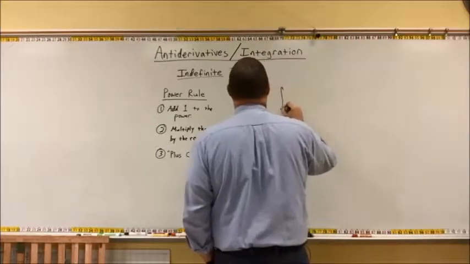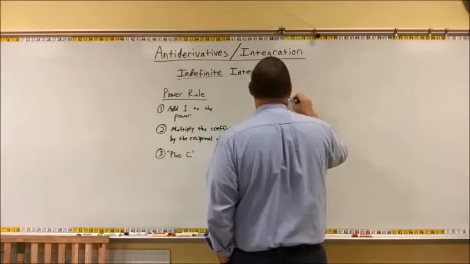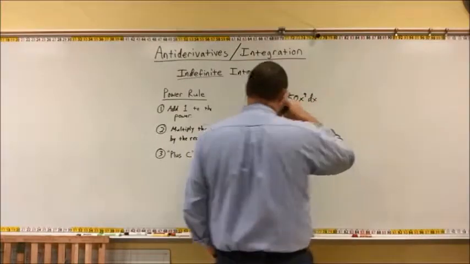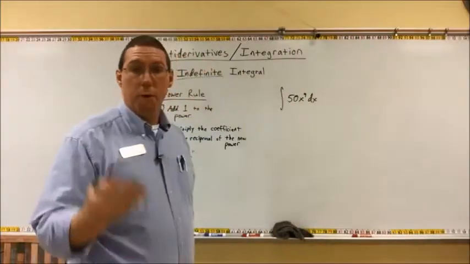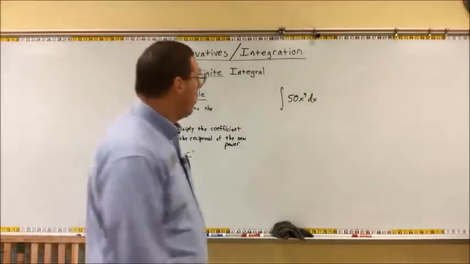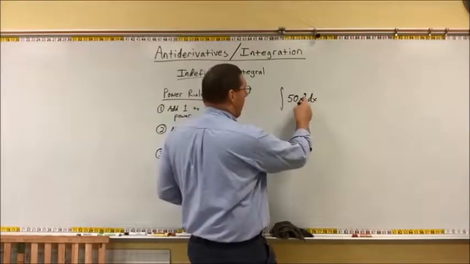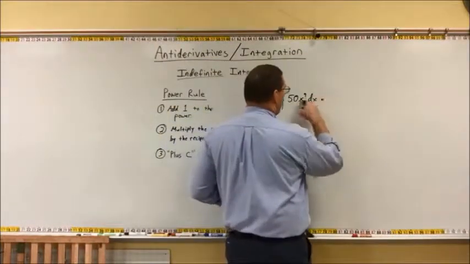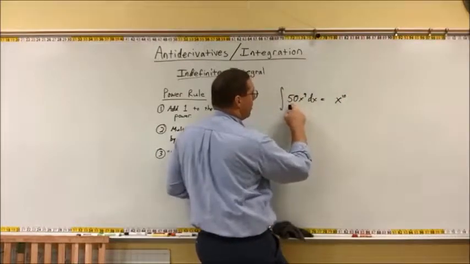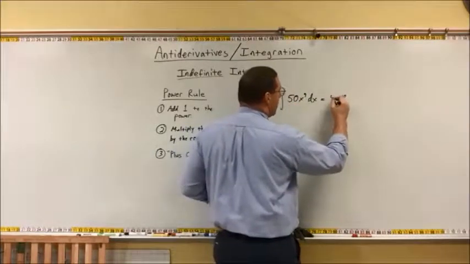How about the antiderivative of 50x to the 9th power? Do you want to pause the video and try this on your own? Okay, so step 1 is we're going to power up. So it's going to become x to the 10th power. Then we're going to multiply by 1/10. 1/10 of 50 is 5.